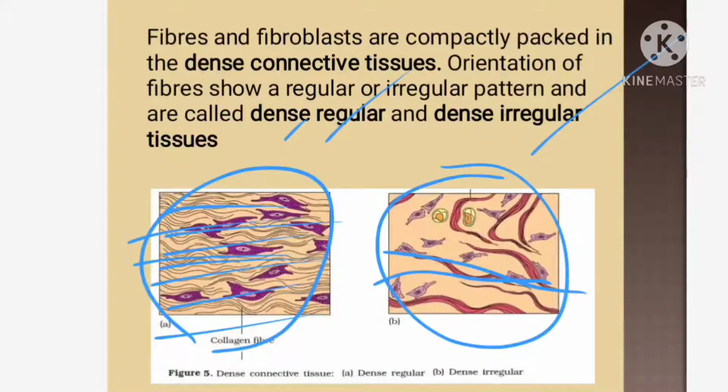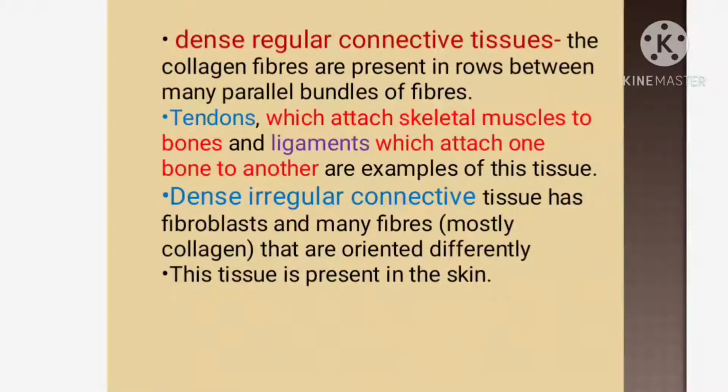And when these fibers are arranged in an irregular manner, for example, you can find this fiber is moving like this and the other fiber is moving like this. Another fiber is moving like this, the other one is going like this. So here the arrangement is not in a particular order, the fibers are irregularly distributed. Then we call it dense irregular, right?